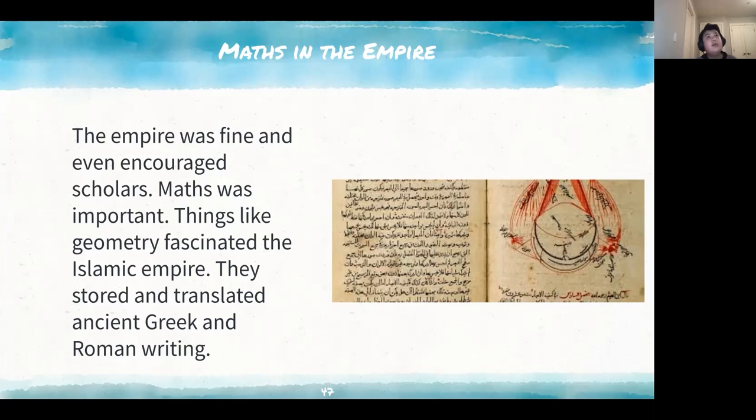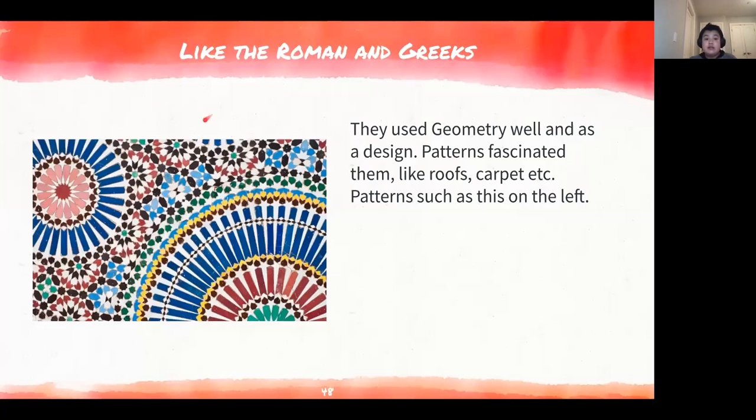Another important factor on why the Islamic Golden Age were really good at art was because they wanted to experiment with geometry and patterns. Like this, using squares and triangles to create these different patterns. But unlike the Greeks, they were able to add color to them, which brought more life and made their style so unique.